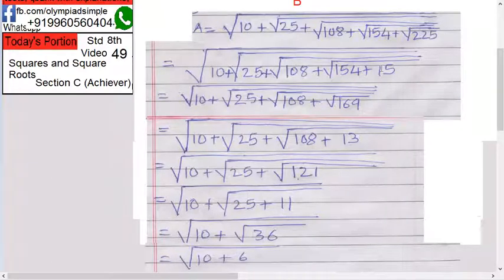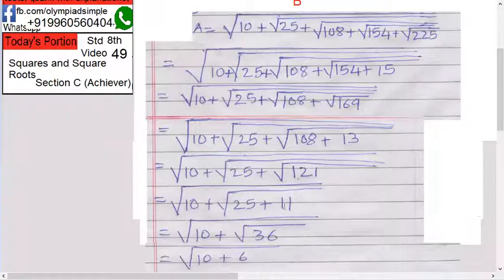Square root of 225 is 15. So put 15 over here. So 154 plus 15, now it's 169. So square root of 169 now, that is 13. So put 13 over here. 108 plus 13, that is 121. Now square root of 121, that is 11. So put 11 over here.